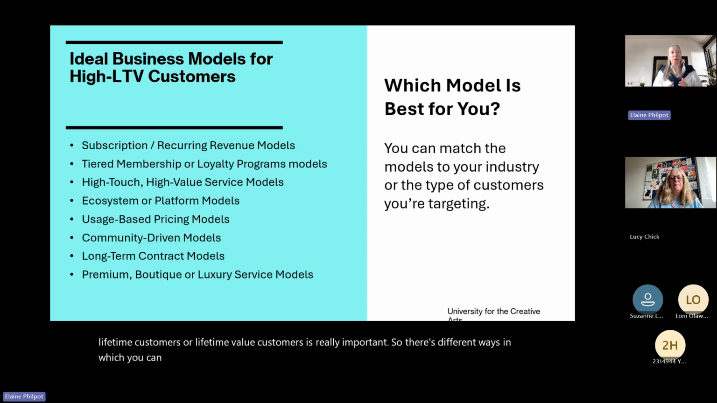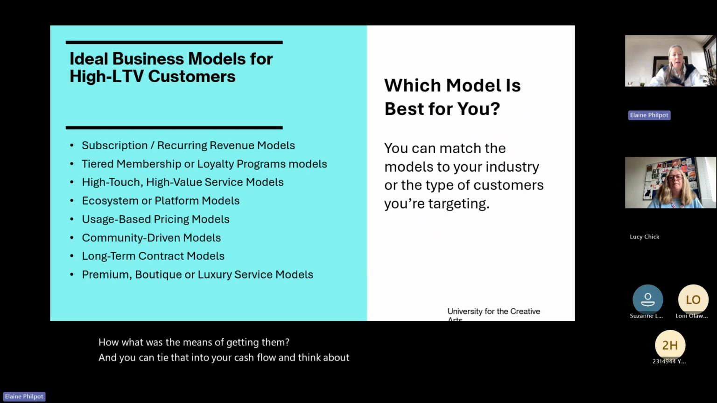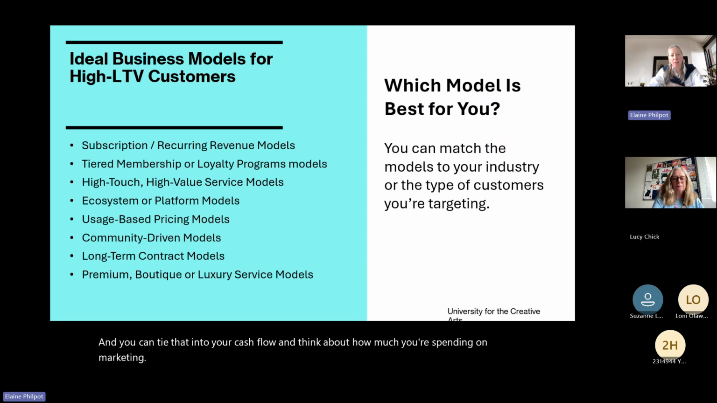And it's essentially about, how much did it cost me to get this customer? What was the means of getting them? And you can tie that into your cash flow and think about how much you're spending on marketing, etc. And there's a few models that you might want to think about.